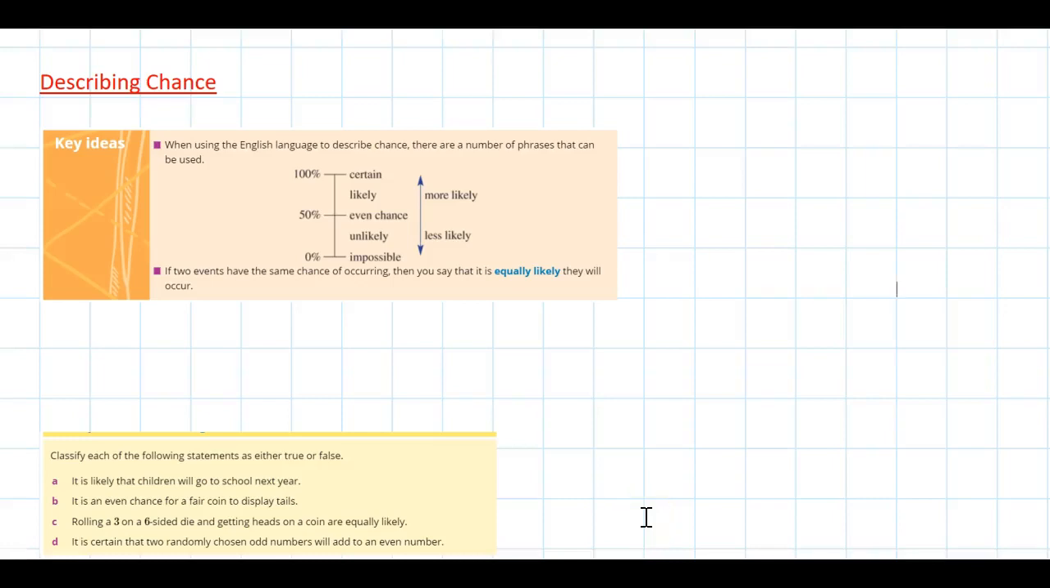This will be a quick video just for our next unit in our data and probability, and that is basically how we describe chance. So it's basically using the language that we use to describe the certainty or the chance of something happening. So all you need to do for this one is write down effectively these key ideas here.